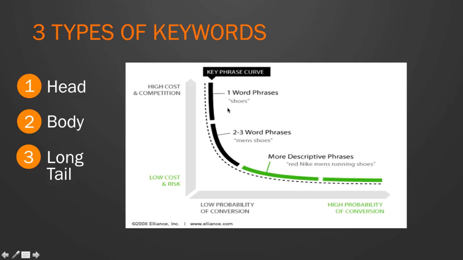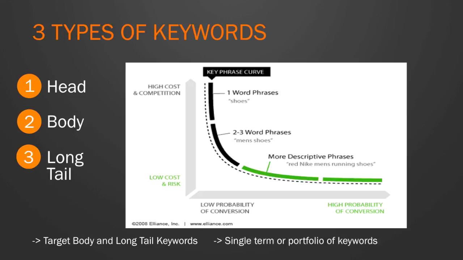If you tried to get to the top of the search results for something like shoes, you could be going up against Amazon, Best Buy, huge companies with $1 million budgets. There's just no chance you're going to be able to succeed. So essentially the strategy is to target body and long tail keywords, and you can just go for one particular term like red Nike men's running shoes, or you can have what's called a portfolio of keywords.